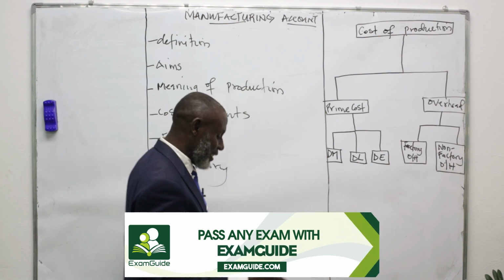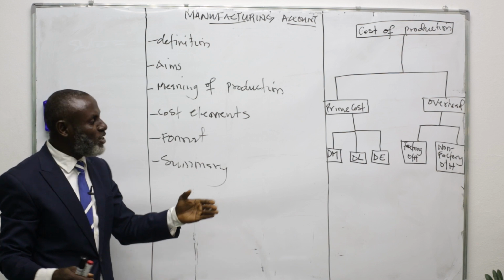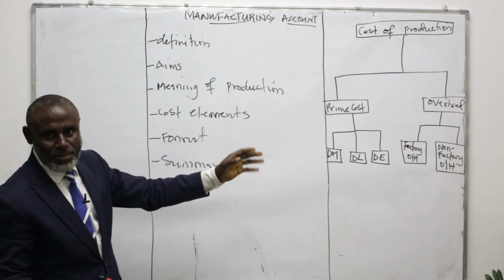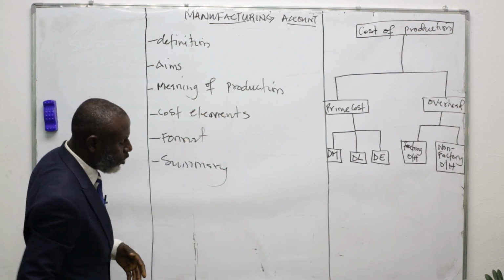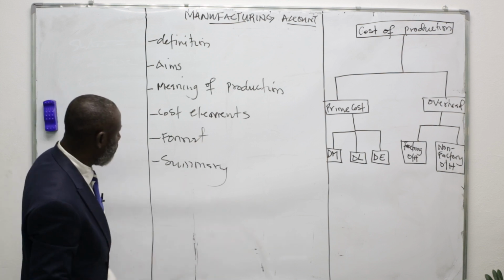So going down, you need to know that no examiner will give you direct material as a figure. No examiner will do that. It requires you to go into some calculation for you to be able to determine the direct cost of direct material. And by the time you add it to direct labor, add it to direct expenses, you add it to your factory overhead, you have cost of production.